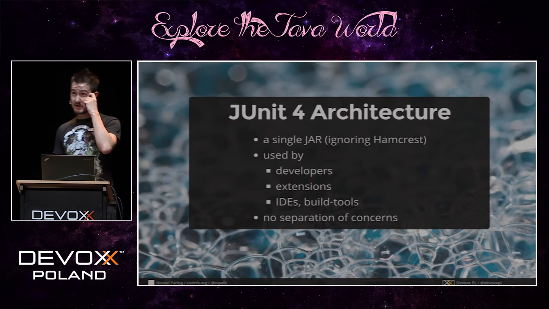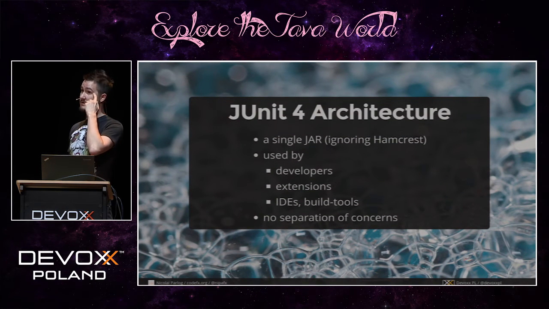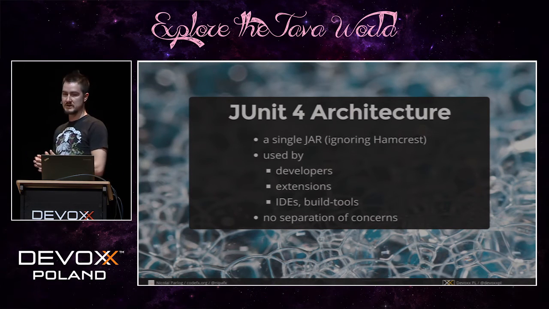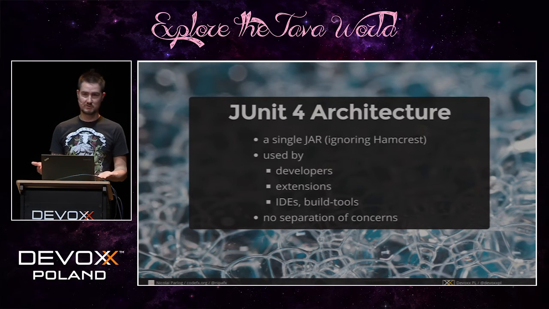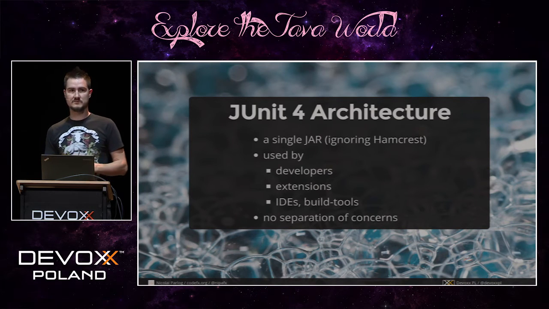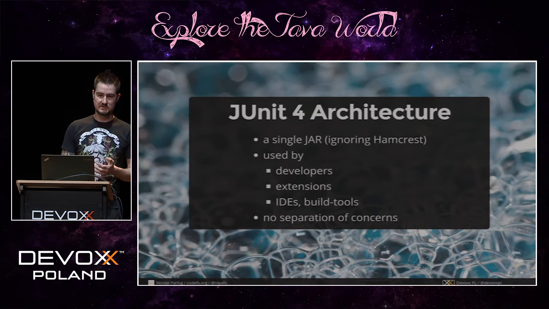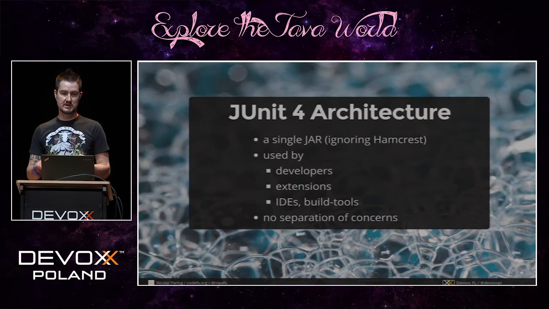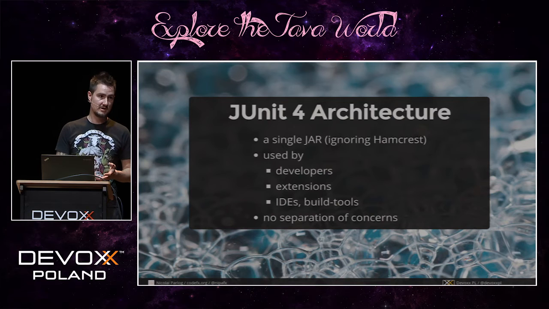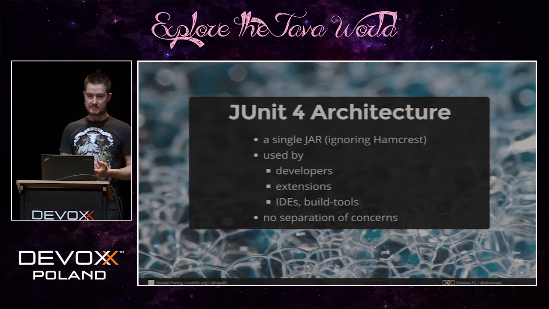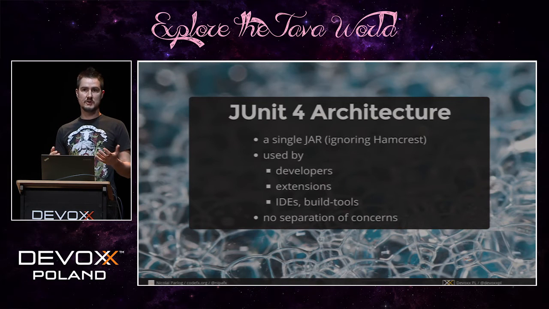So the JUnit 4 architecture, if you want to look at it on a module level like jars, and you want to be really mean, you can say there wasn't really an architecture. It was just a single jar, ignoring Hamcrest for the moment. It was just one jar, and everybody used it. You want to write code against JUnit 4, you had to use the jar. You want to write extensions, the same jar. You had an IDE or a build tool and wanted to do fancy stuff, you use the same jar, the same code.